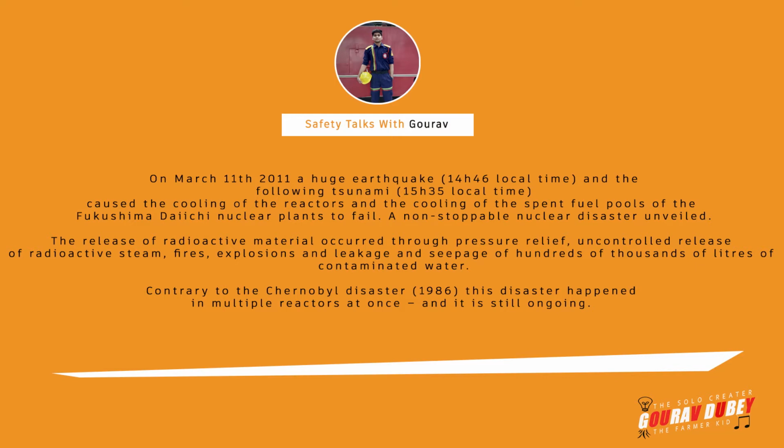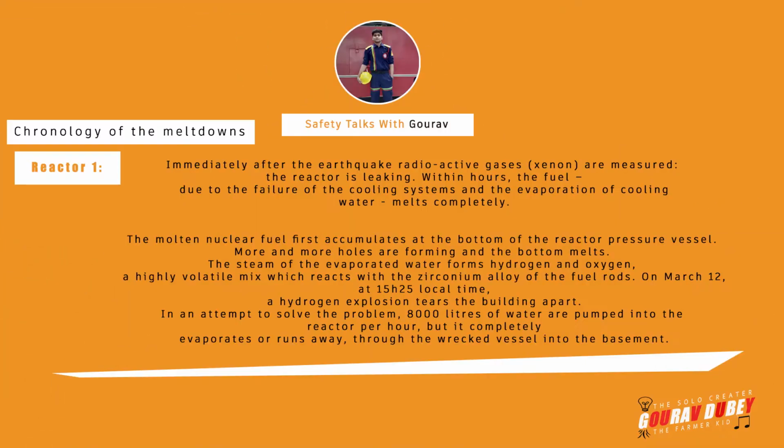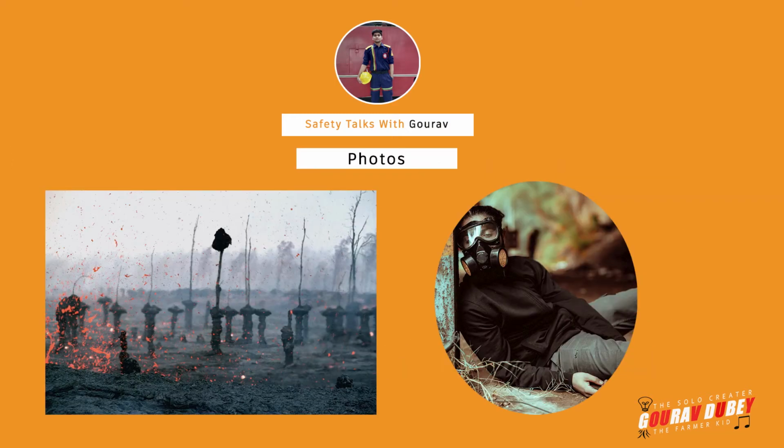Contrary to the Chernobyl disaster of 1986, this disaster happened in multiple reactors at once, so let's discuss the chronology of the meltdowns. In reactor 1, immediately after the earthquake, radioactive gases are measured. The reactor is leaking due to the failure of the cooling systems, and the evaporation of cooling water melts the fuel completely. The molten nuclear fuel first accumulates at the bottom of the reactor pressure vessel. More and more holes are forming, and the bottom melts.